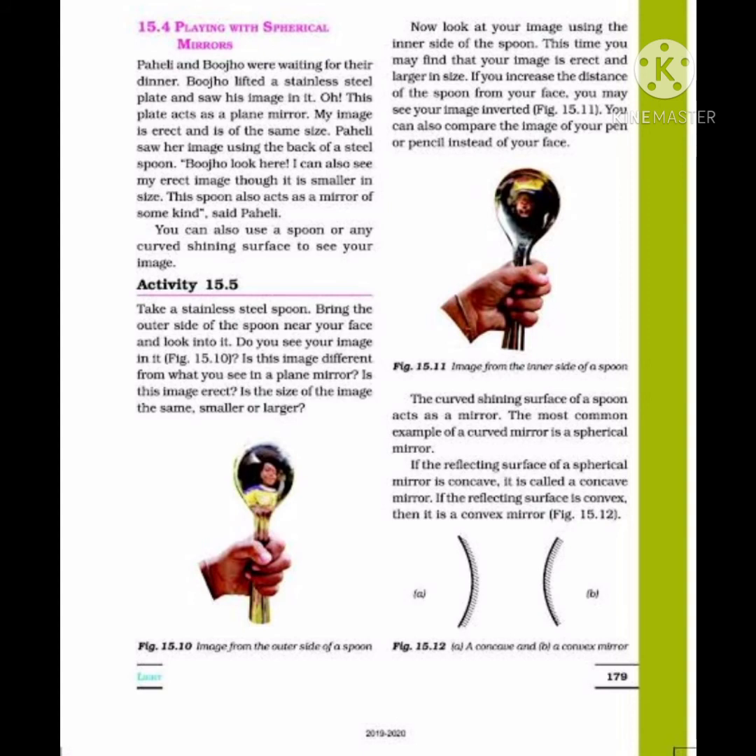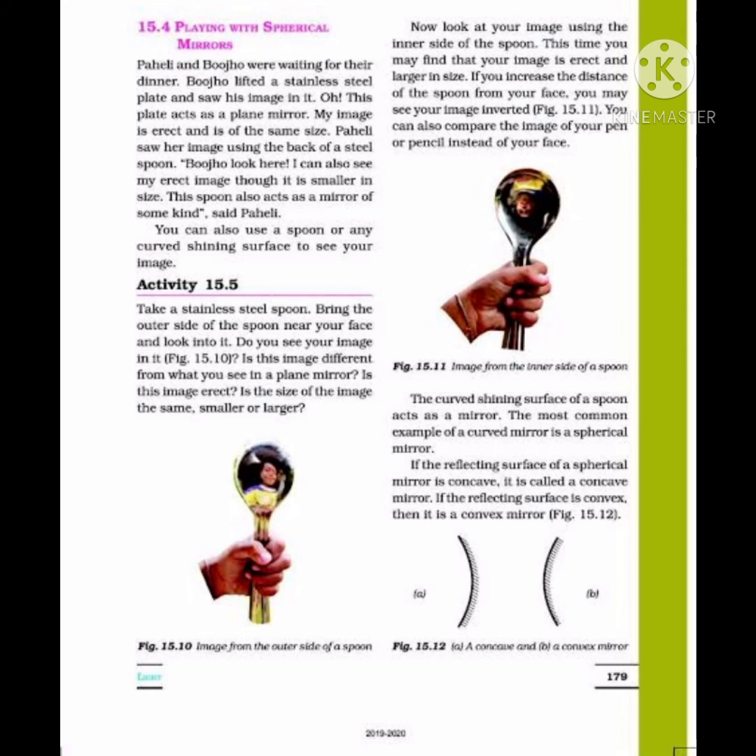In activity 15.5 you can see the formation of an image with the help of a spoon. A spoon has two sides, one curved inside and one bulged outside. Just observe your face by using this tool. You can see the image formed by the outer side of the spoon is somewhat different from the image formed by the inner side. How does the outer side look? It is like the image formed by the plane mirror, that is an erect image, and also a little larger. But what about the inside?